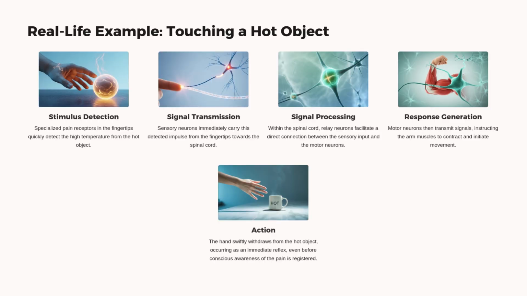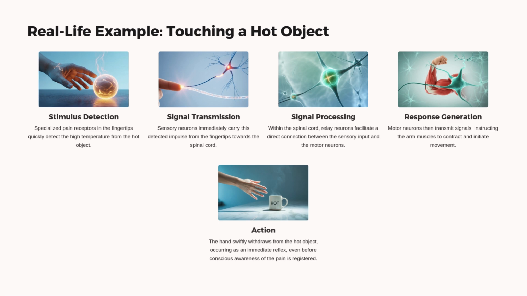Real-life example. Touching a hot object. Stimulus detection. Specialized pain receptors in the fingertips quickly detect the high temperature from the hot object. Signal transmission. Sensory neurons immediately carry this detected impulse from the fingertips towards the spinal cord. Signal processing. Within the spinal cord, relay neurons facilitate a direct connection between the sensory input and the motor neurons.